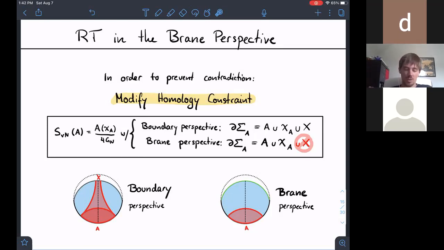What this means in practical terms is that in the boundary perspective, if I want to compute the entropy of a region A, I have two possible candidate RT surfaces, one which just caps off A, and the other one which connects to the brane. Whereas if I want to do the same thing for the same region, but in the brane perspective, I only have one single choice, and the von Neumann entropy is just given by this particular surface here.